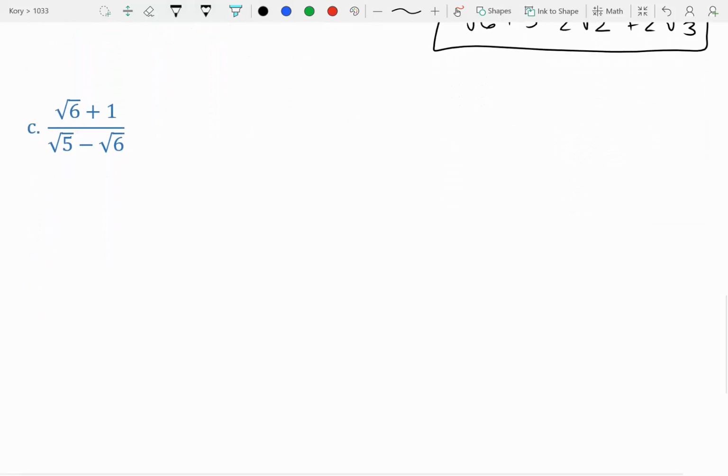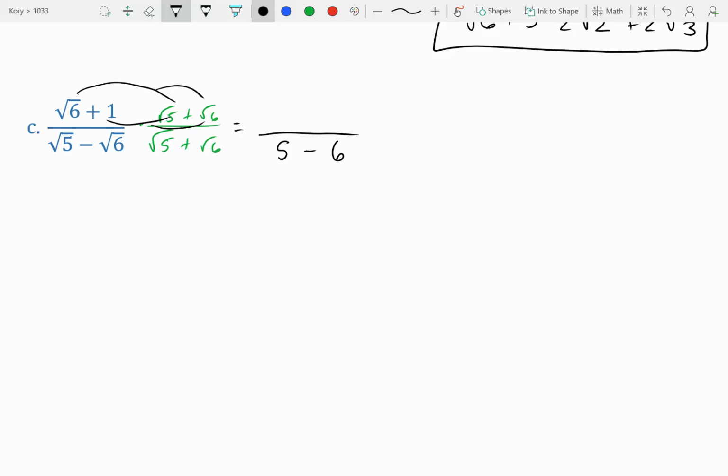Alright, part C, we're going to multiply by the conjugate again. So we have square root of 5 plus square root of 6. So at the bottom, put a minus, square both, so 5 and 6. And on top, we need to FOIL. So 6 times the square root of 5 is square root of 30. 6 times the square root of 6 is 6. 1 times the square root of 5 is square root of 5. And then 1 times the square root of 6 is square root of 6. Can't simplify anything on the top.